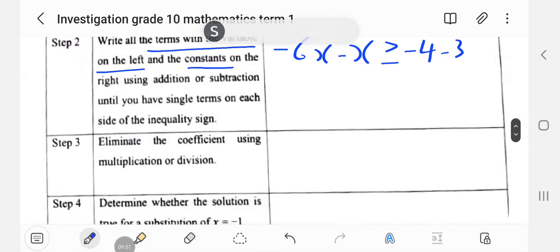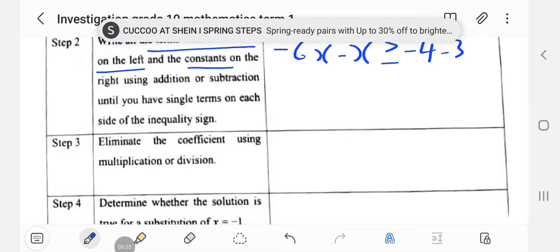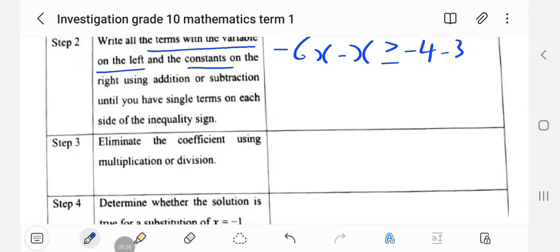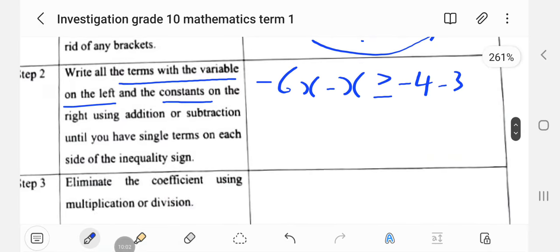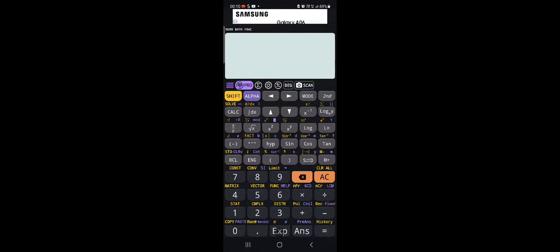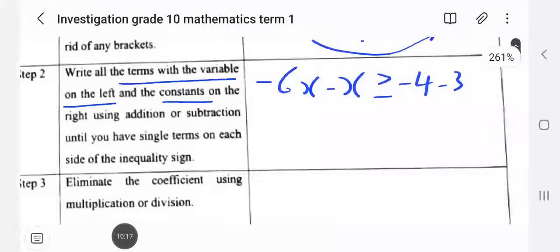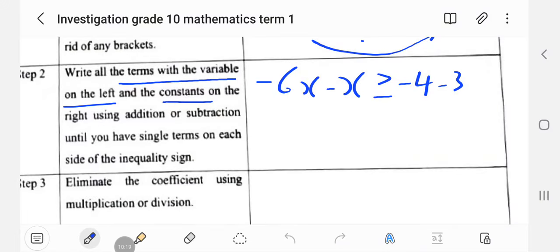Eliminate the coefficient, or before that, on the right, using addition or subtraction until you have a single term. So we're not done here. The like terms are minus 6x minus x, which is 1. So minus 6 minus 1 is minus 7. Minus 7x. What about minus 4 minus 3?